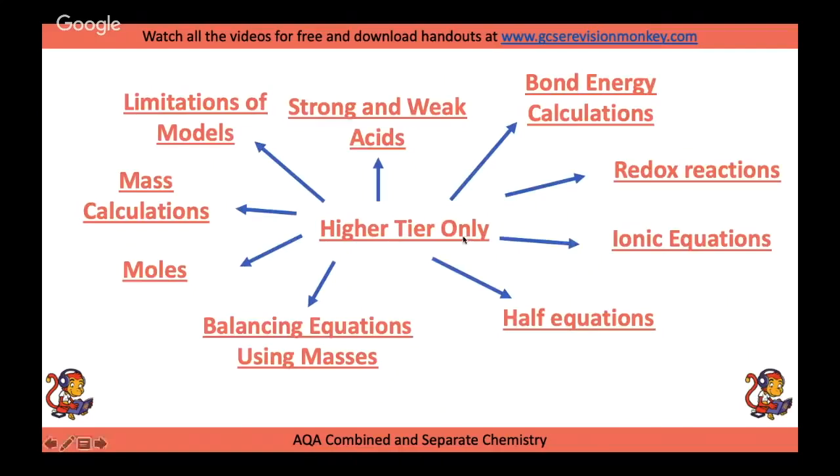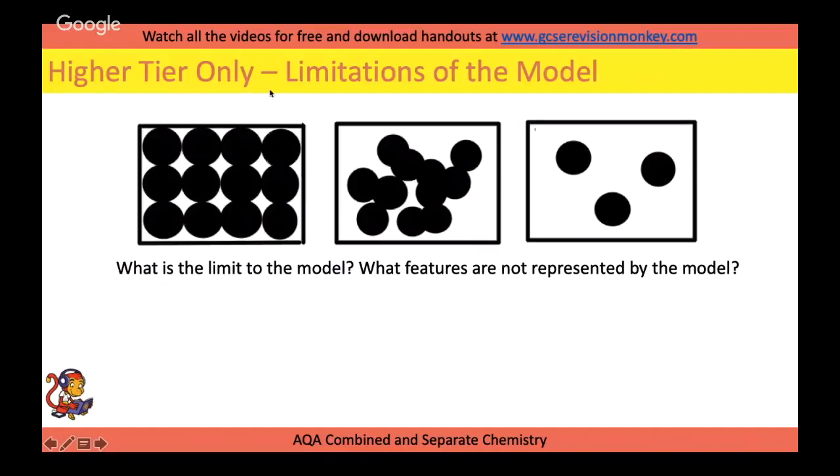Brace yourselves then, higher tier students, because you are in for a lot of calculations in this next part. Higher tier, we're going to be looking at these things on the slide, and let's get straight into it. First one, a nice easy one to let us in. They might talk about limitations of a model. If they do, that just means, what does the model not show you? Okay, so why are the models not good?